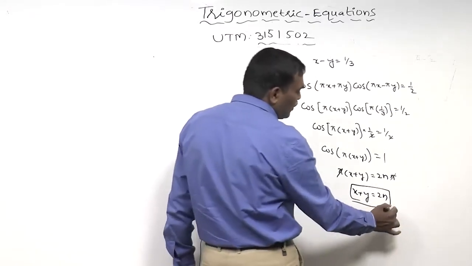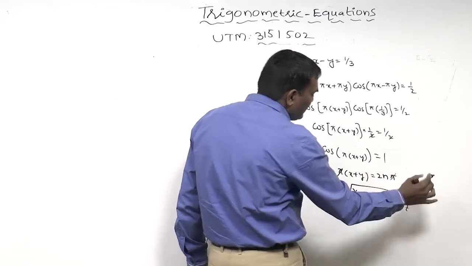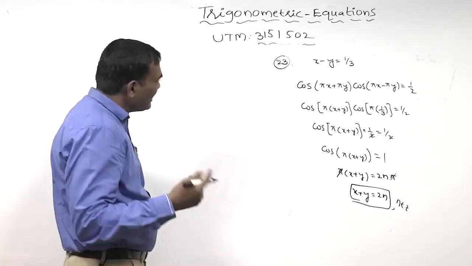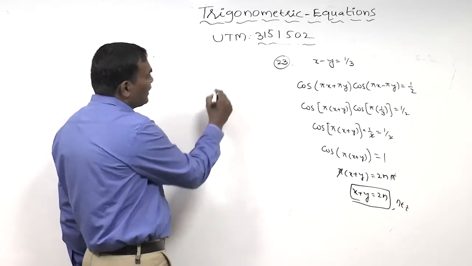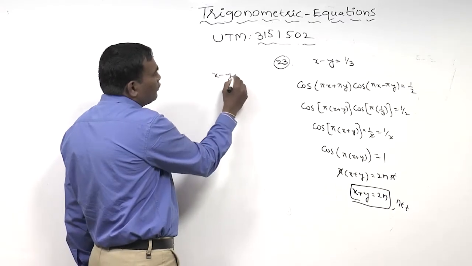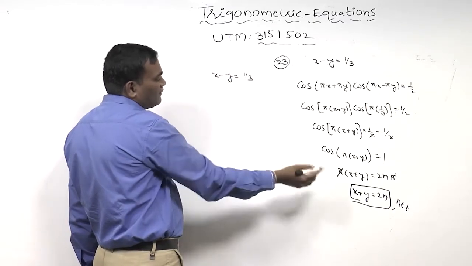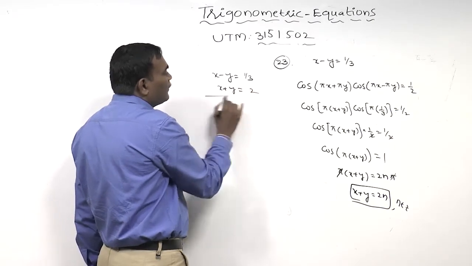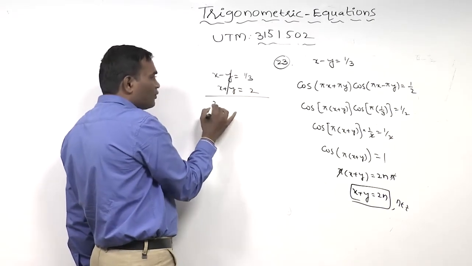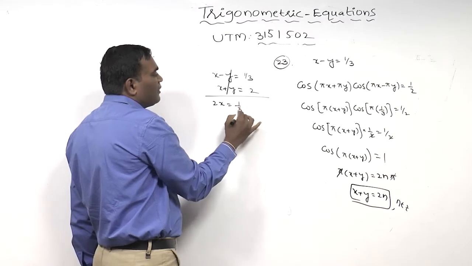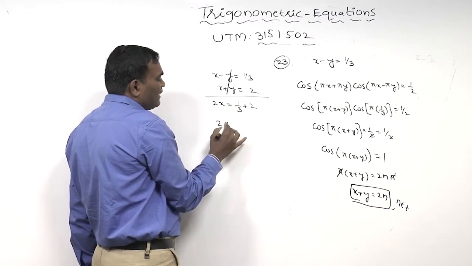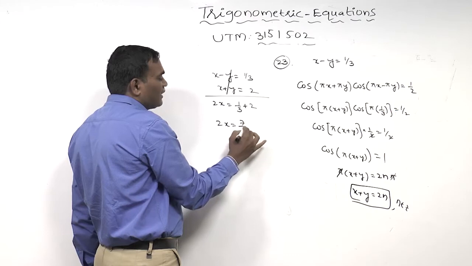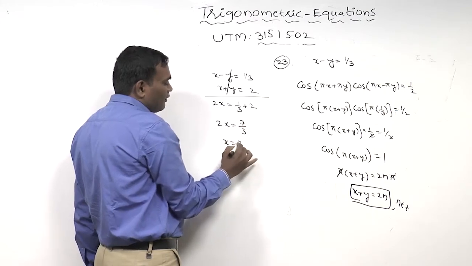n belongs to what? Z. I am considering n is equal to 1. If you consider n is equal to 1, what happened? x minus y is equal to 1/3. If n is 1, x plus y is equal to what? 2. If x plus y is 2, 2x is equal to 1/3 plus 2. 2x is equal to (1 + 6)/3, that is 7/3. x is equal to 7/6.